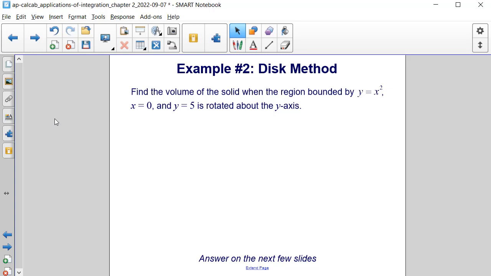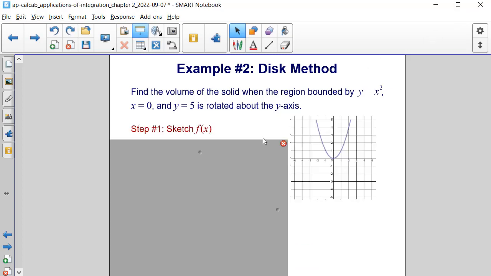Now let's try another example with finding the volume of a solid using the disk method. Find the volume of the solid when the region bounded by y is equal to x squared, x equals 0, and y equals 5 is rotated about the y-axis. The first step in finding the volume of a solid of revolution is to sketch a graph of f of x. It's y equals x squared, or the parent parabola function.